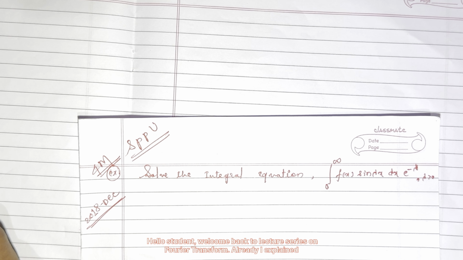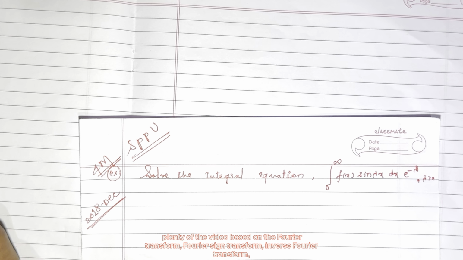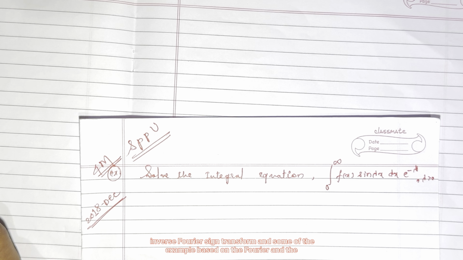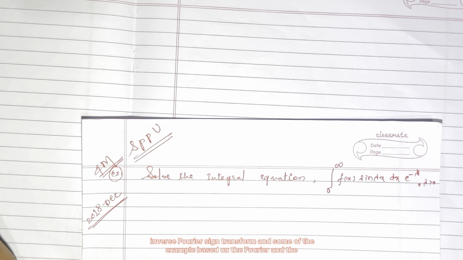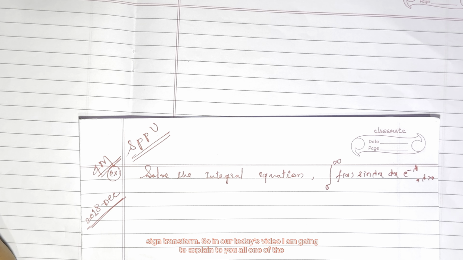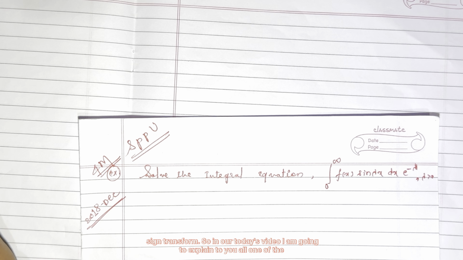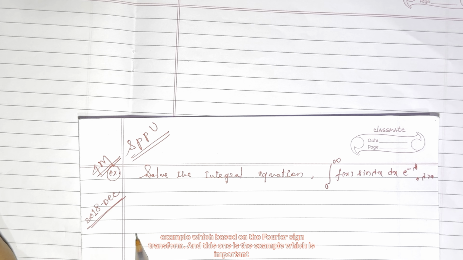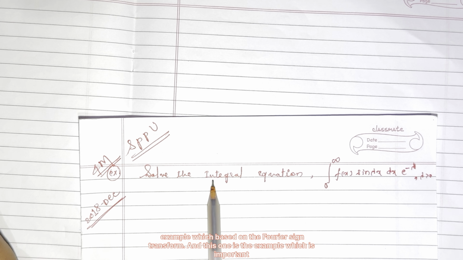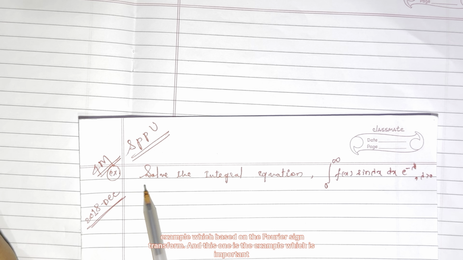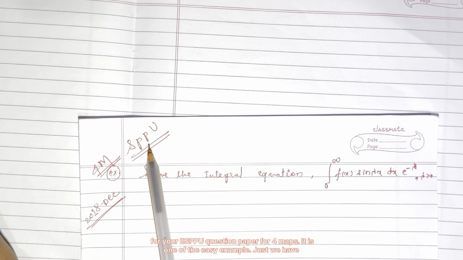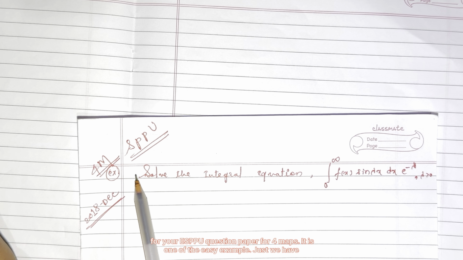Already I explained plenty of videos based on the Fourier transform, Fourier sine transform, inverse Fourier transform, inverse Fourier sine transform, and some examples based on the Fourier and sine transform. In today's video I'm going to explain one example based on the Fourier sine transform. This example is important for your SPPU question paper for 4 marks. It is one of the easy examples.